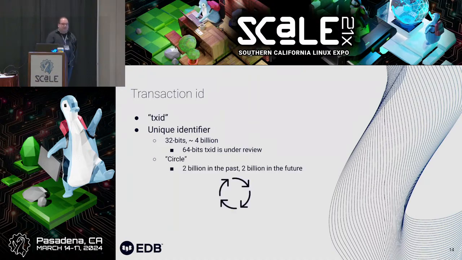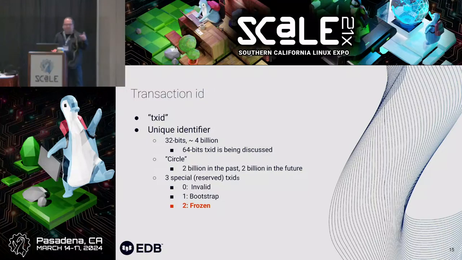So it's a unique identifier for each transaction, but first of all, it's a circle. So in a given time, when you get a transaction ID, there are 2 billion in the past, and there are 2 billion in the future. So basically, it's a circle. Well, there are some special, or let's say reserved, transaction IDs. If the transaction is invalid, it's zero. This is reserved. And one is used during bootstrap, or let's say in the DB. And the number two is reserved for frozen, which I marked in red because we are also going to mention it in the next few slides.